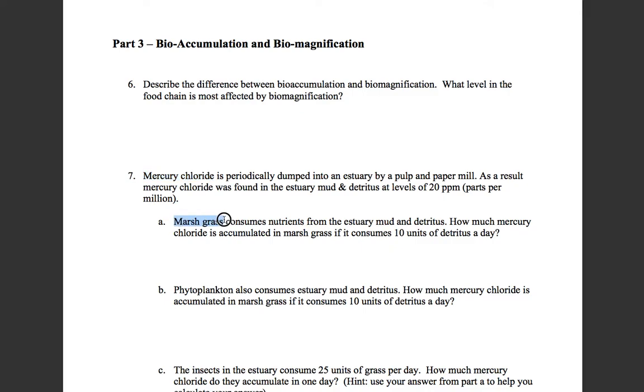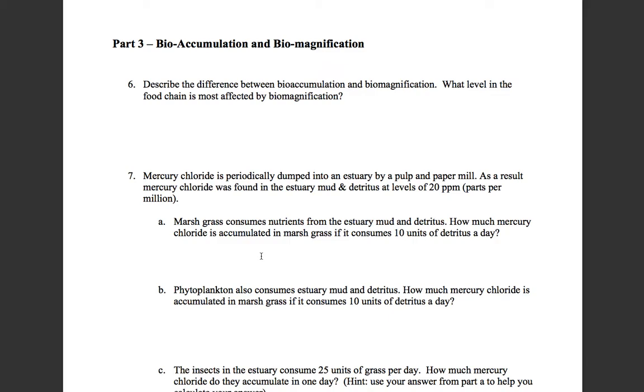So it starts with marsh grass, and we'll do this first one together just to see how it works. So the problem states that this marsh grass is consuming some of the nutrients of the mud and detritus. You should look up what detritus is. That's a fun definition. And that detritus has 20 parts per million of this toxin. All right, so let's start with what we know. We see that the grass is consuming 10 units per day.